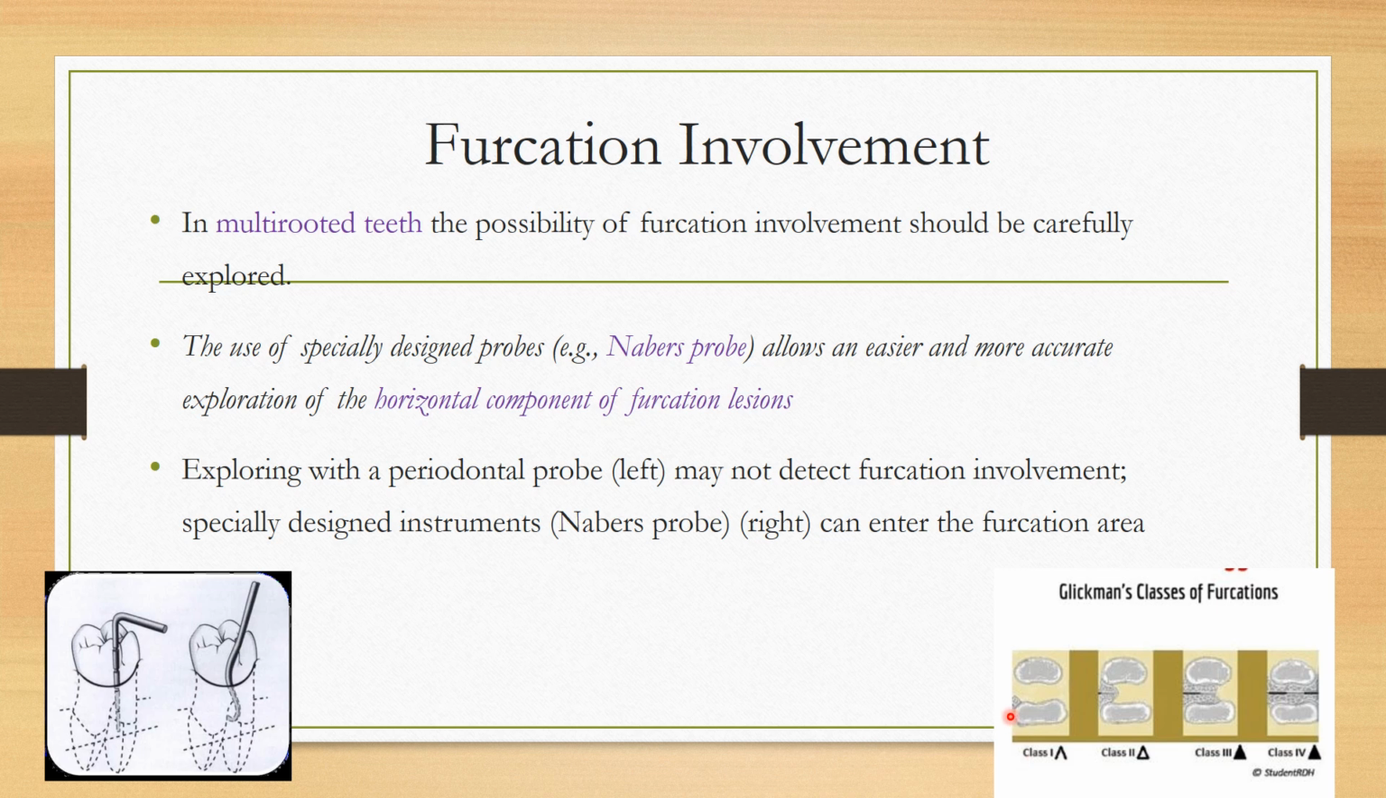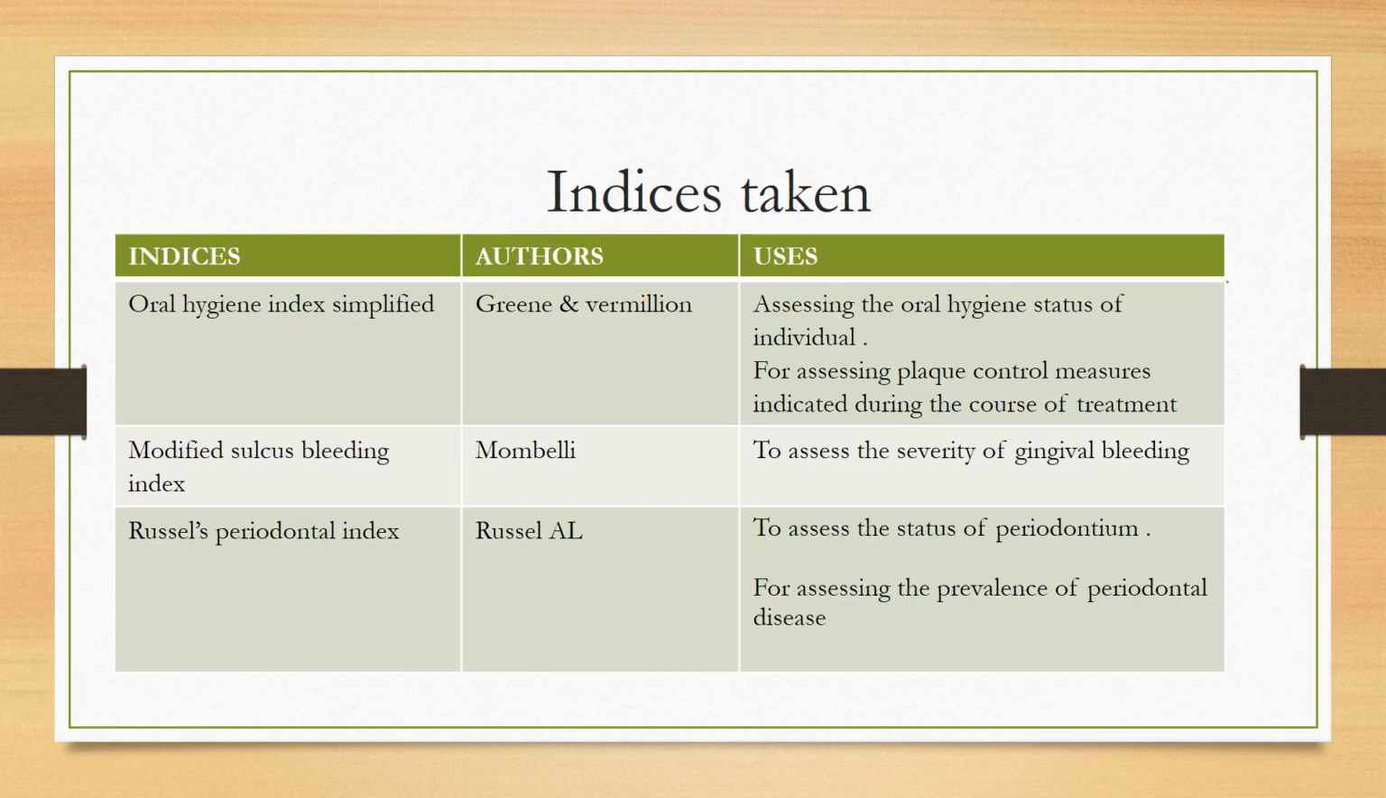In grade 1, there is an incipient loss of bone in the furcation area. Glickman's grade 2 furcation is loss of one bony wall, which permits the entrance of the probe inside and acts as a cul-de-sac. Grade 3 allows the passage of the probe through and through, but it will be covered by soft tissues. Whereas grade 4 allows the passage of the probe through and through, but it will not be covered by soft tissues.